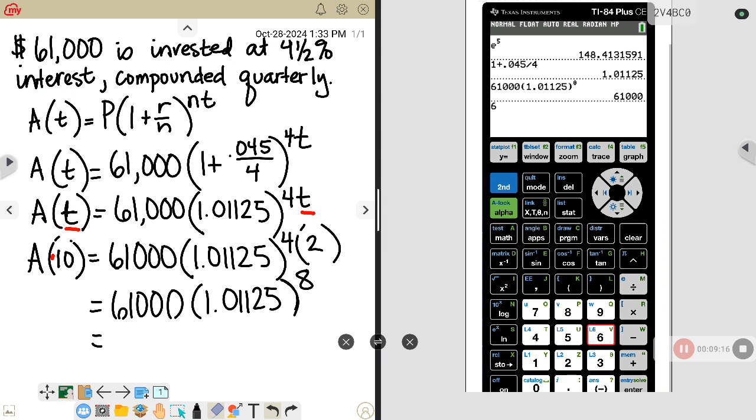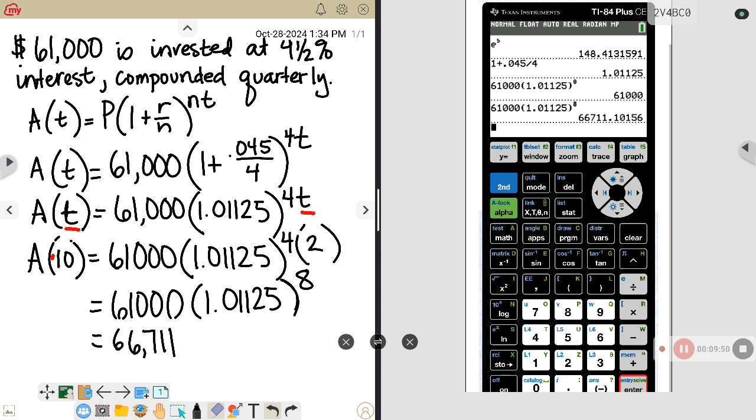So 61,000, open, 1.01125, close it. Now go up and put the 8 in the exponent. So I have 66,711 after 2 years. I'm not going to round that 11 up because it's 0.1 after the decimal.